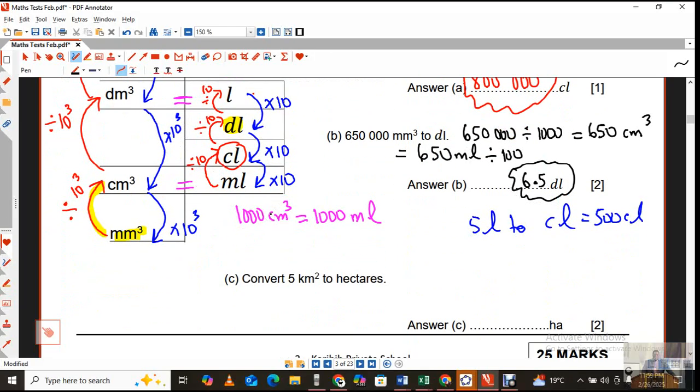Right, let's look at the last question, and I expect you to know another important fact is that 1 hectare is equivalent to 10,000 square meters. So 5 kilometers is the same as 5,000 meters. So therefore, using that fact of length, what does 5 square kilometers mean? It means 5,000 times another 1,000.